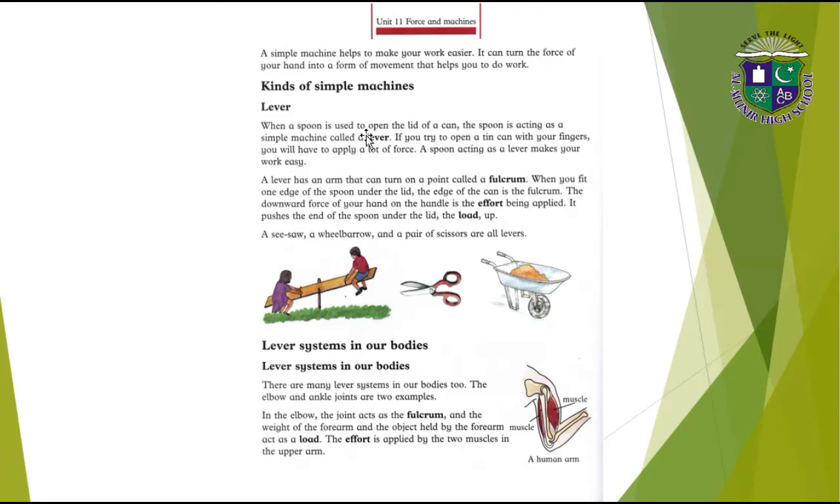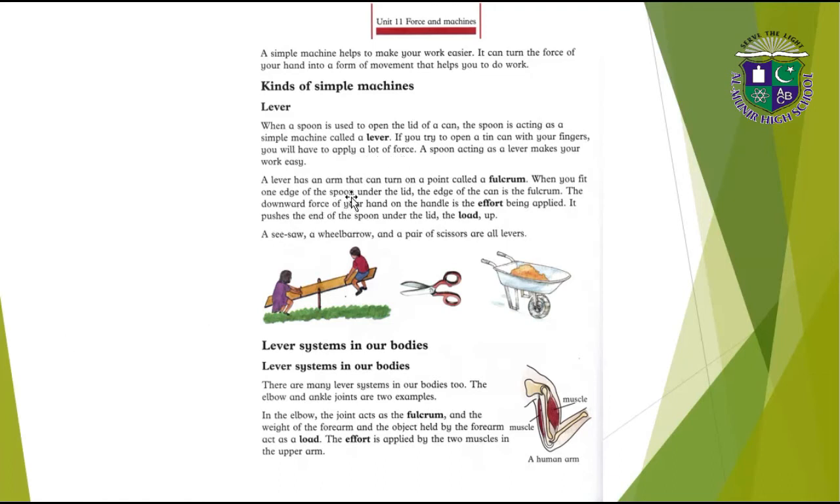When a spoon is used to open the lid of a can, the spoon is acting as a simple machine called a lever. When we use a spoon to open the lid of a can, it is a simple machine called a lever. If you try to open a tin can with your fingers, it would be dangerous and we have to apply a lot of force to open it.